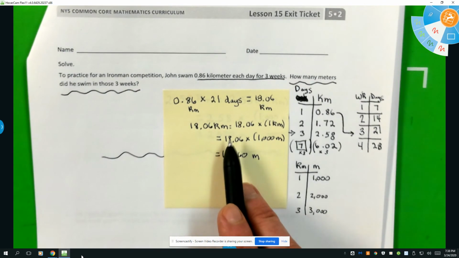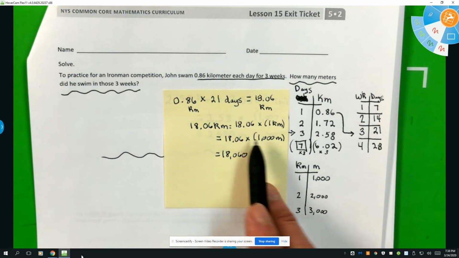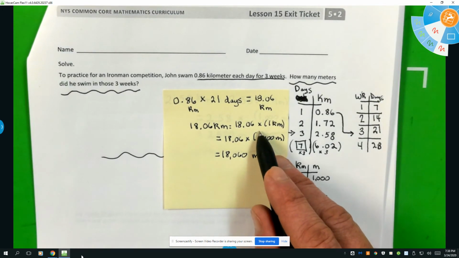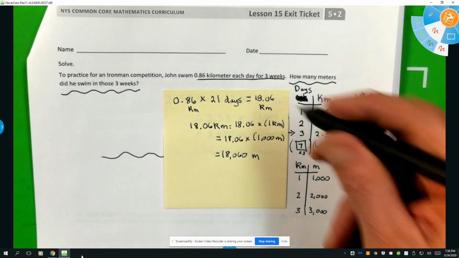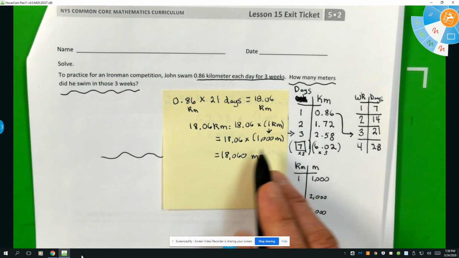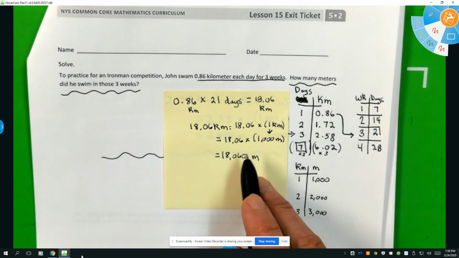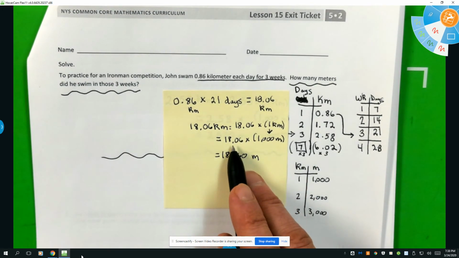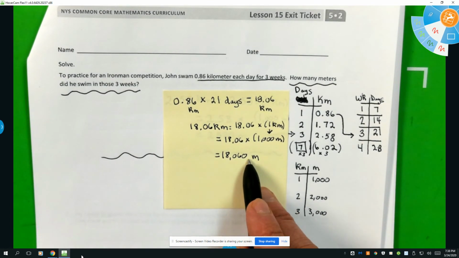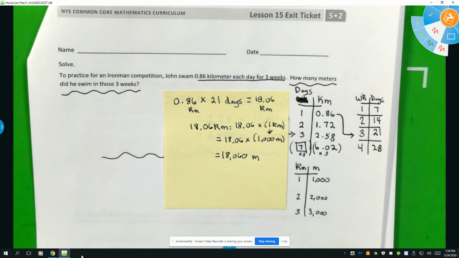Now all I've got to do again is say, okay, that equals 18,600 times, and now I'm going to convert. In parentheses, I'm going to write what the conversion is for 1 kilometer, which is 1,000 meters. So it's going to be 18,600 times 1,000. And now all I've got to do is move that decimal to the right 3 times, 1, 2, 3, and that's going to leave me with 18,060 meters.